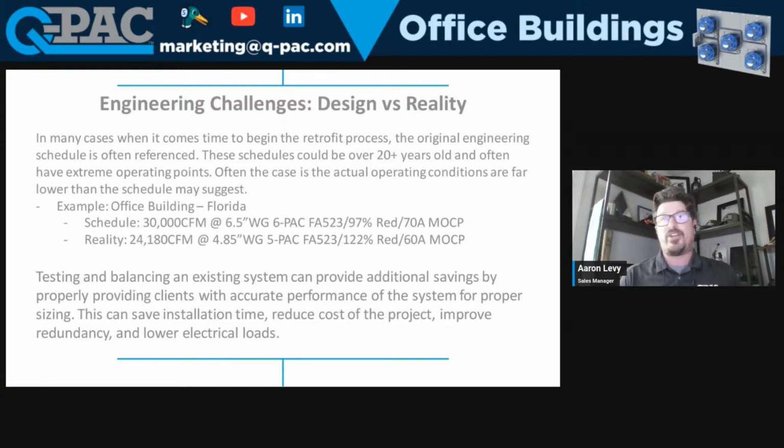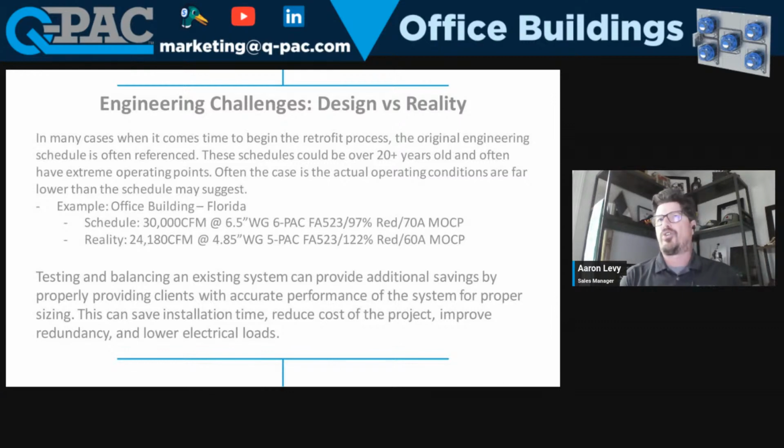For a few $1,000s to have that system, to get an idea of what the system's actually running versus what's written down on a piece of paper can save them 2 or 3 fans in the grand scheme of a system, especially the higher you go up. So in essence, the test and balance will normally pay for itself, by being able to design a system that's more geared for what they actually have versus what they think they have.